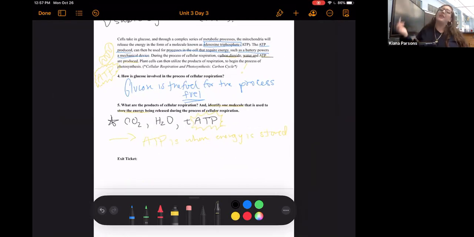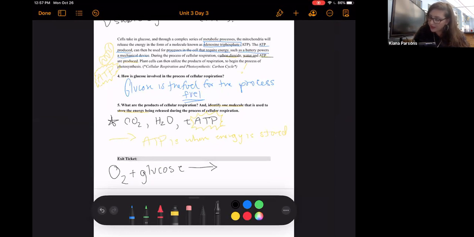But what we have now, we've sort of outlined the process: we have oxygen and glucose go into cellular respiration, and coming out on the other end, we produce CO2, H2O, and the all-important ATP.